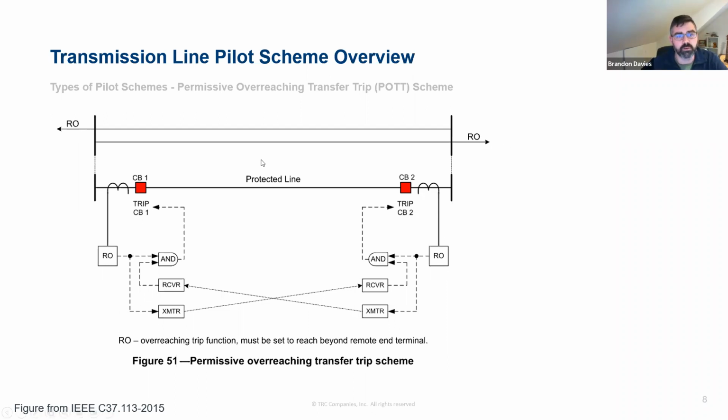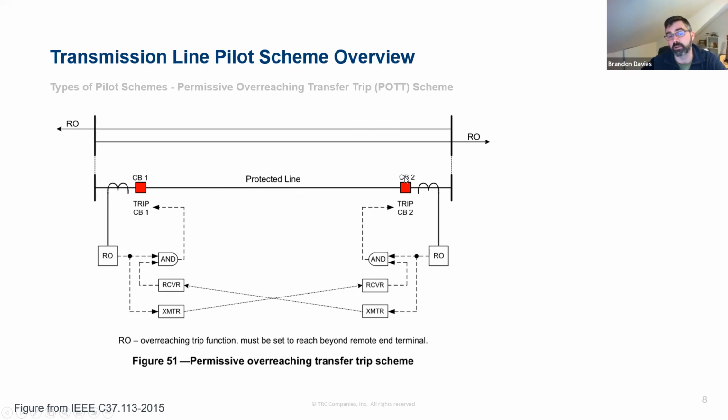Basically, what it does is kind of in the title here. It's a permissive scheme. This is the case where one relay at one terminal sees a fault in front of it and gives the other terminal permission to trip fast. If the relay at breaker 1 sees the fault in front of it, and this would be an overreaching element because it's a permissive overreaching scheme, it knows the fault is in front of it. Over that communications channel, it sends a single bit of information to the relay at breaker 2 that says the fault is in front of me, and that's received by the relay at the other end.